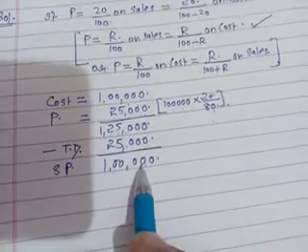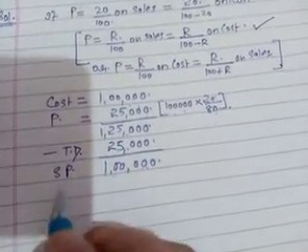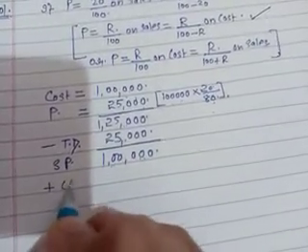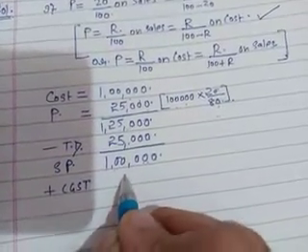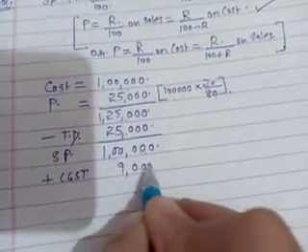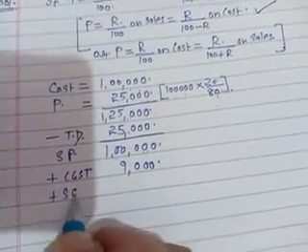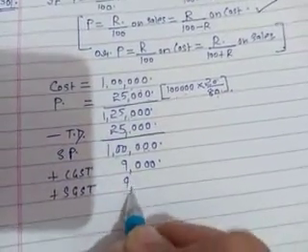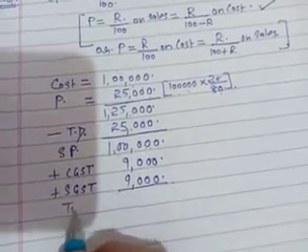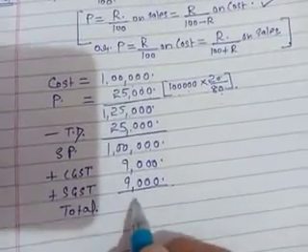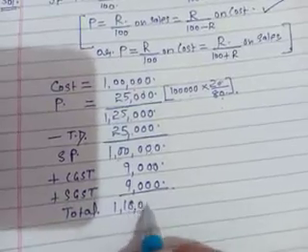And now apply the rate of CGST and SGST. CGST is 9%. 9% comes out to be 9,000. SGST again 9,000. Total amount is 1,18,000.